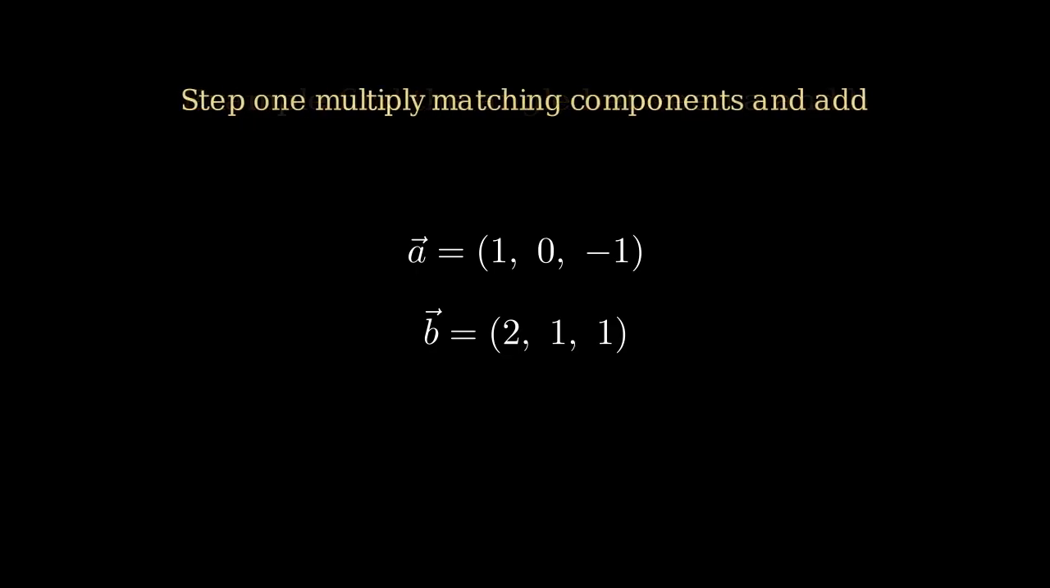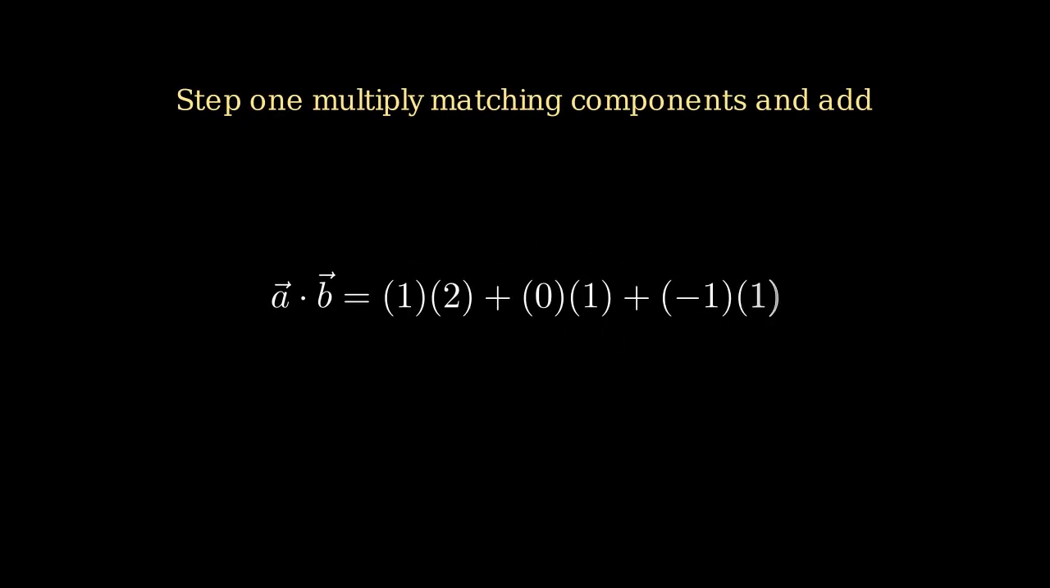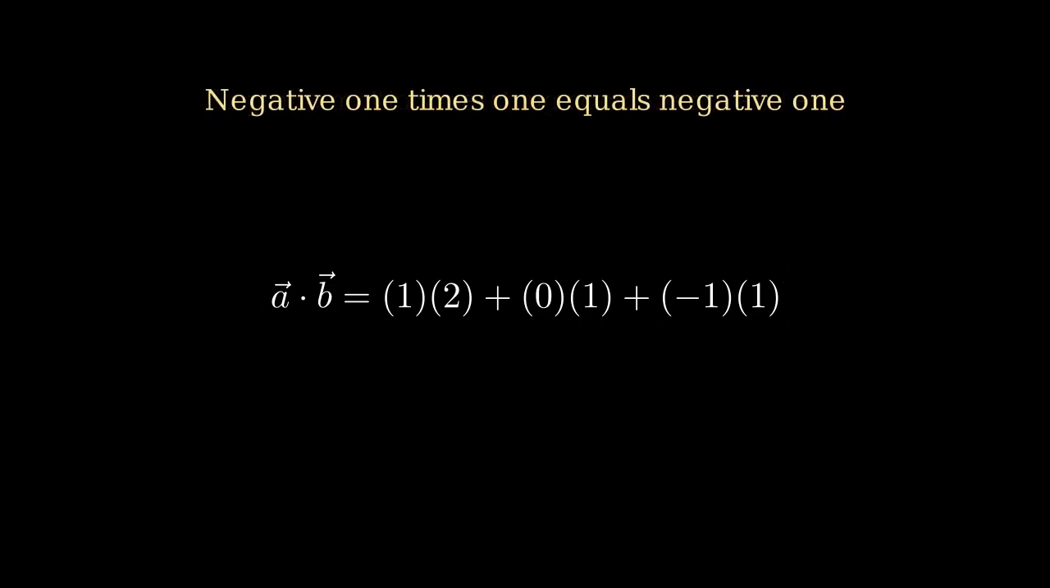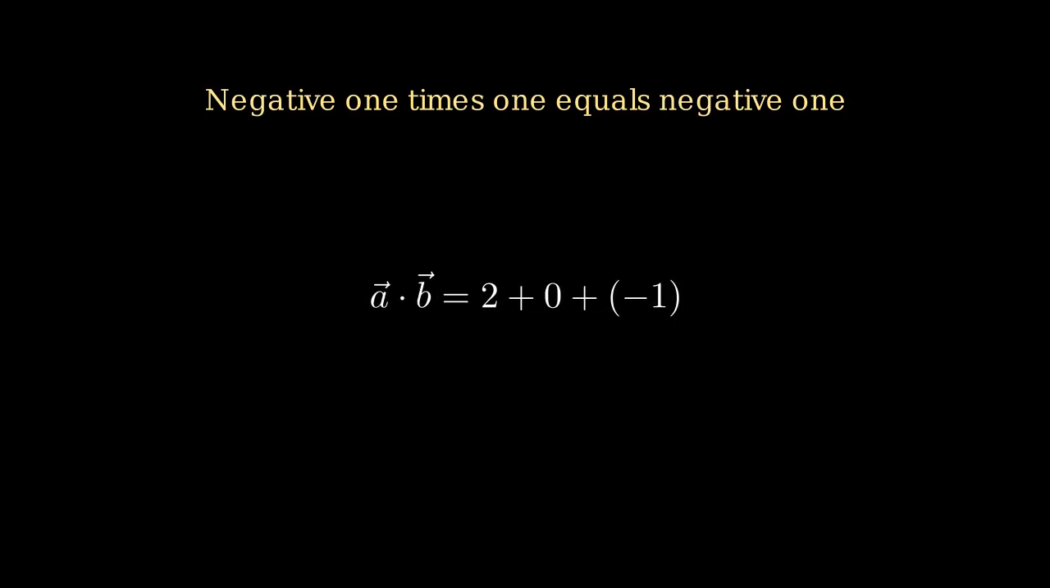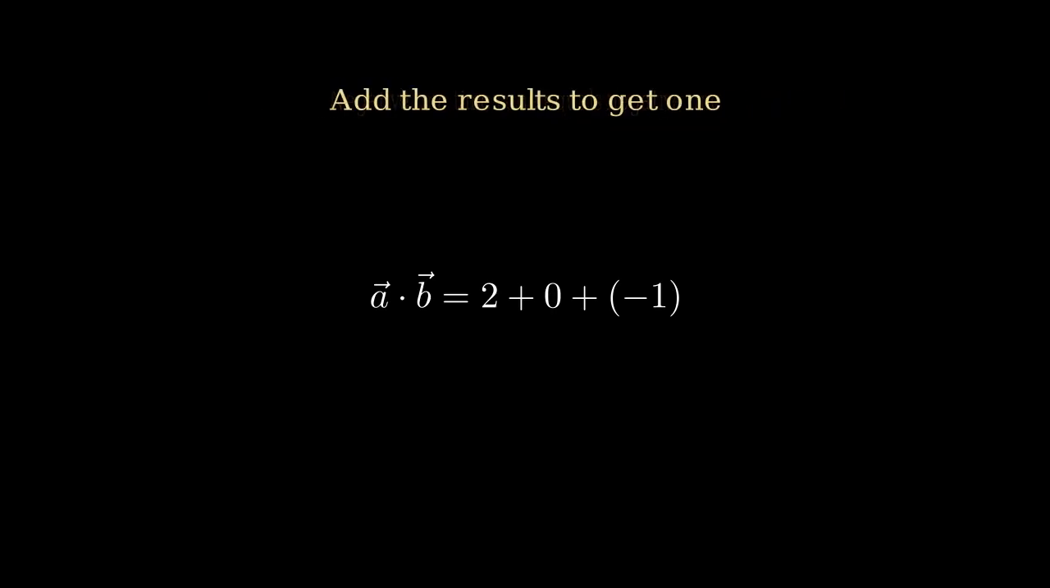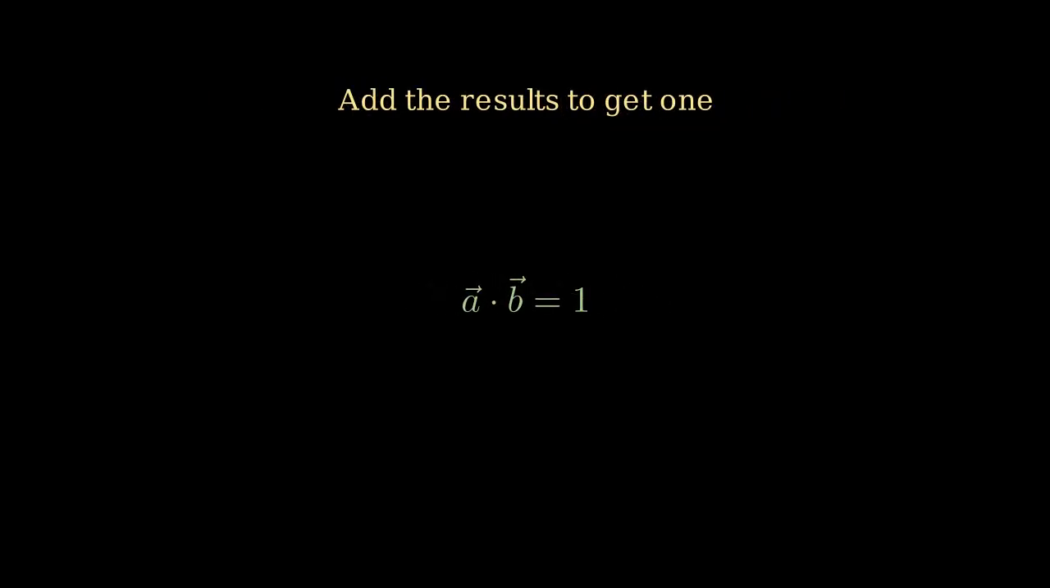Step 1, we find the dot product by multiplying matching components and adding. That means 1 times 2 plus 0 times 1 plus negative 1 times 1. 1 times 2 equals 2, 0 times 1 equals 0, negative 1 times 1 equals negative 1. Adding these together, 2 plus 0 plus negative 1 equals 1, so the dot product of A and B equals 1.